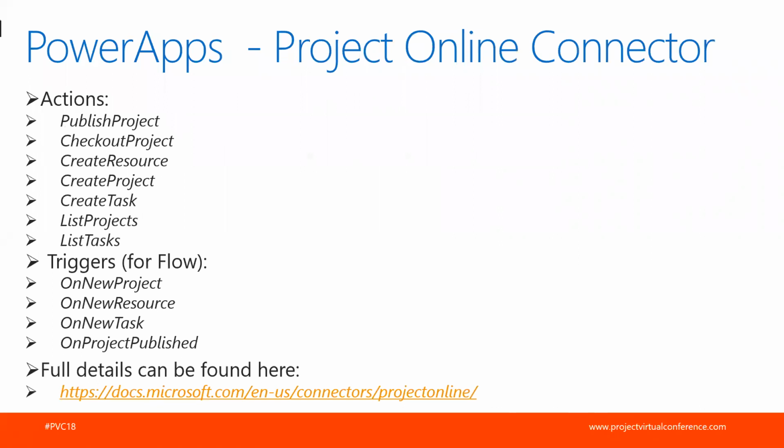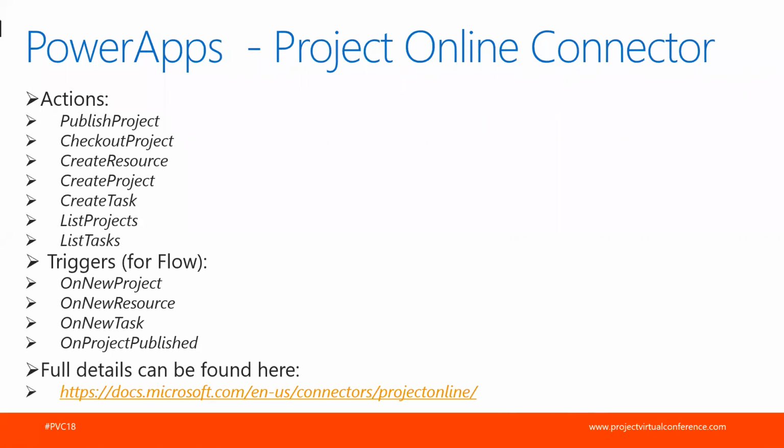The Project Online connector has the following actions available and triggers. So the actions are, we can publish a project, so we can create a new project and publish it. We can check out an existing project. We can create a new resource, create a new project, create a task in an existing project, list the projects or list the tasks. All of those actions have various parameters that you have to pass into those actions.